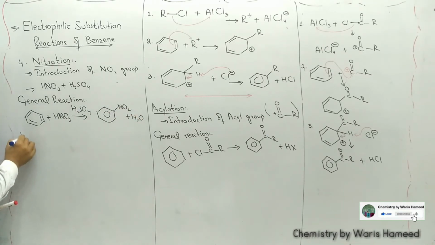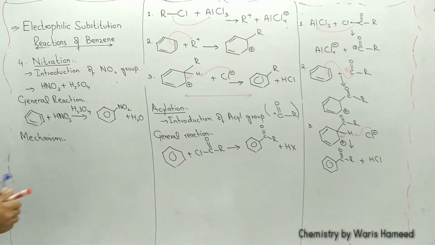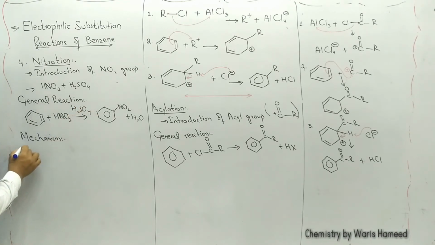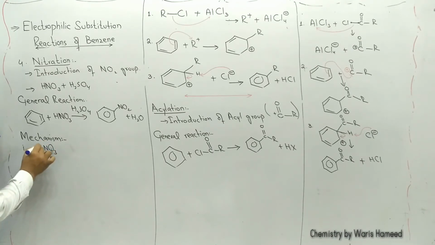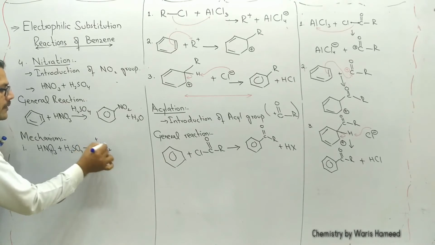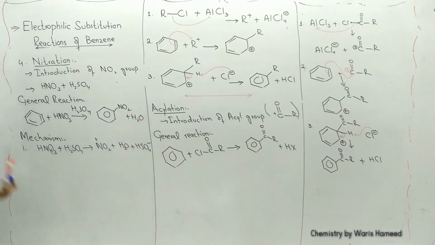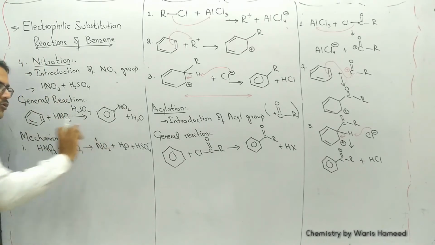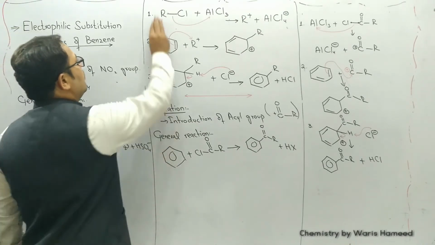Now its mechanism. In mechanism, first step is the formation of electrophile. In this case, nitric acid and sulfuric acid react with each other. HNO3 reacts with sulfuric acid and forms NO2 positive, water molecule and HSO4 negative. In next step, NO2 positive is actually the electrophile, electron loving species, and benzene ring will attack on NO2 positive.